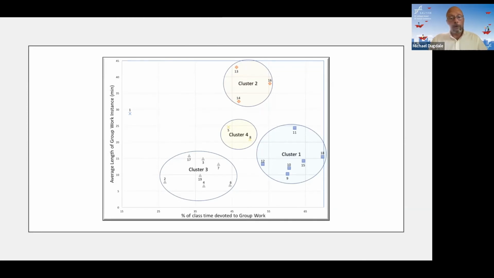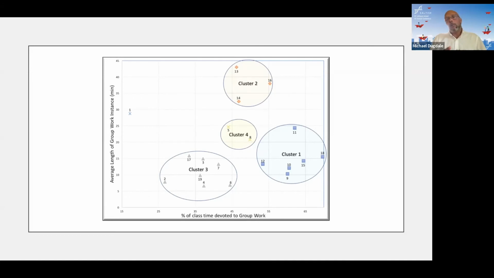One of them, the horizontal axis here, is the percentage of class time devoted to group work. So, from the far left to the far right, you're moving into cases where the teachers are devoting more and more of their time to student-centered activities. On the vertical axis, we're taking a look at the average length of those group work sessions. And those could be very long or very short.